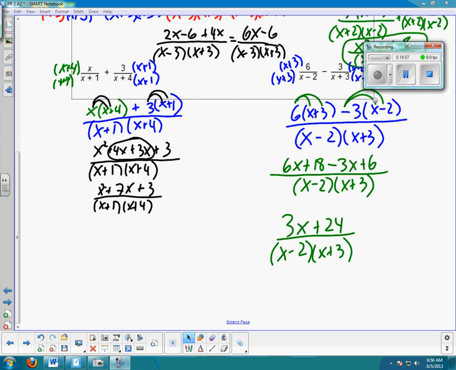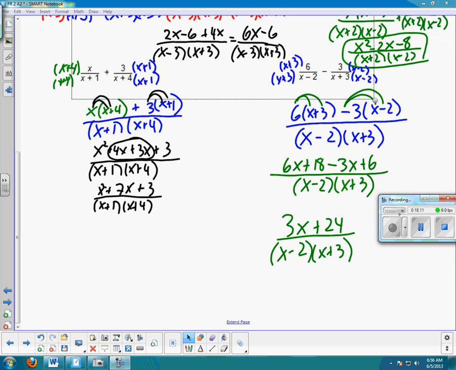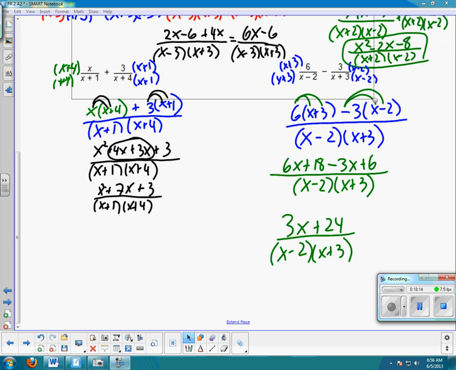All right, so as you can see, I went ahead and multiplied the numerator and the denominator by what we were missing, which in this case on the left was the x plus 3's and on the right was the x minus 2's. Up top, I had to distribute, so 6 times x plus 3 gave me 6x plus 18. And don't forget, this is actually a negative 3 times x minus 2, and that's why I ended up with a plus 6 on the end here. And when I combined like terms, I got 3x plus 24.